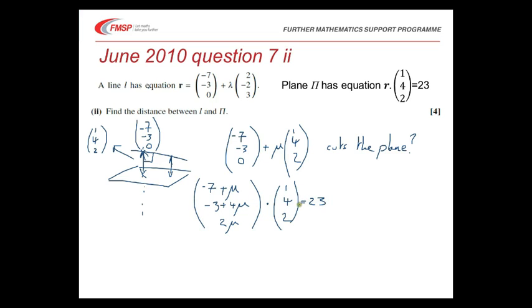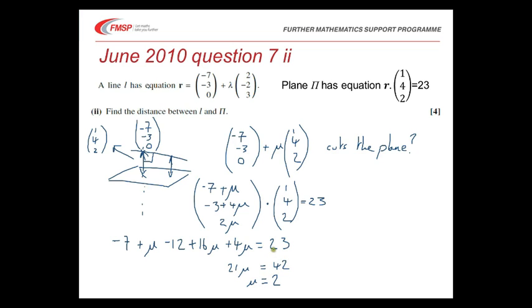If I multiply out my dot product here, I'm going to get -7 plus mu minus 12 plus 16 mu plus 4 mu equals 23. I can collect all of that together to get 21 mu equals 42, therefore mu equals 2.